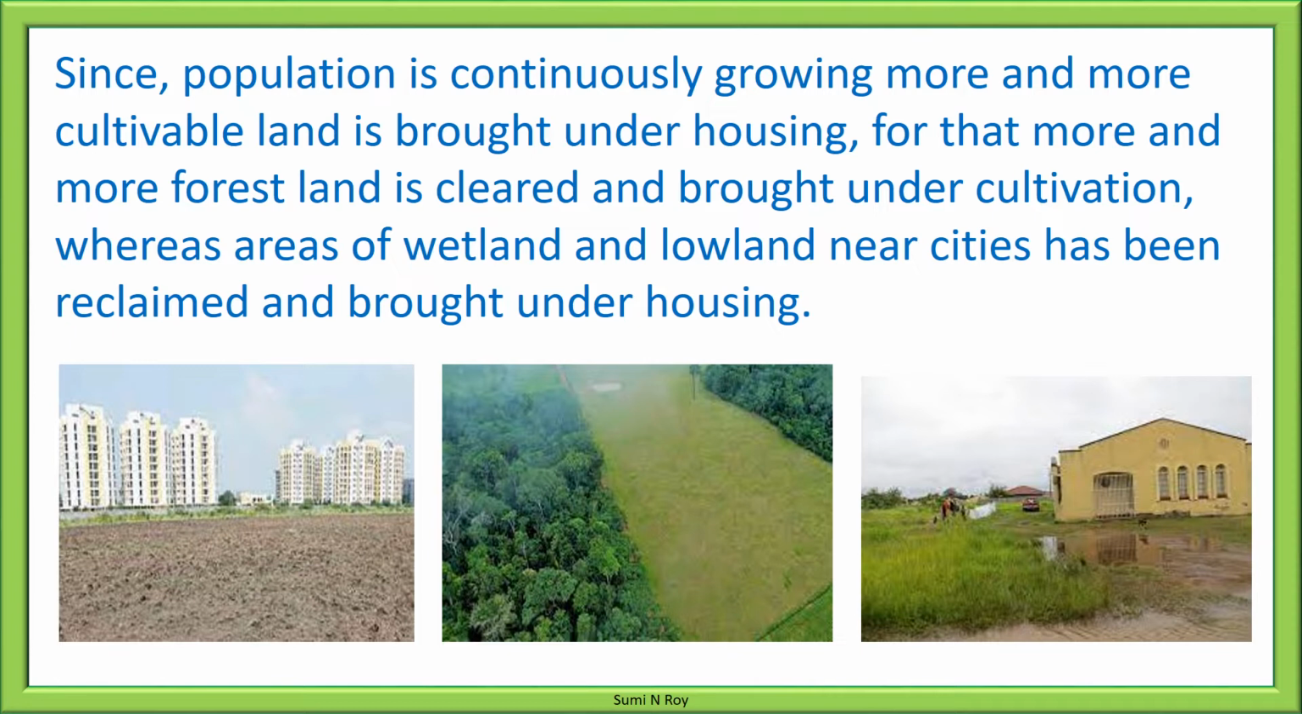As more and more land is brought under housing, more and more forest land is cleared and brought under cultivation, whereas areas of wetland and lowland near cities have been reclaimed and brought under housing. So these are the problems due to the population growth. Due to population growth, we are continuously clearing the cultivable land and making houses there. And as we are using the cultivable land for making houses, we are clearing the forest for cultivation. And that too, with the growing population, is not enough, so we have started building our houses in wetland and lowland near cities.